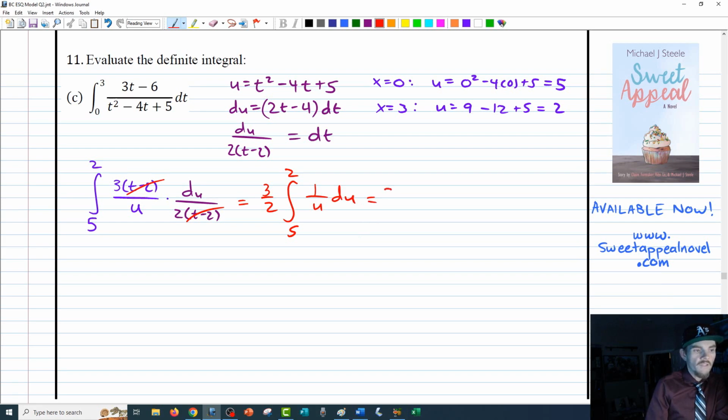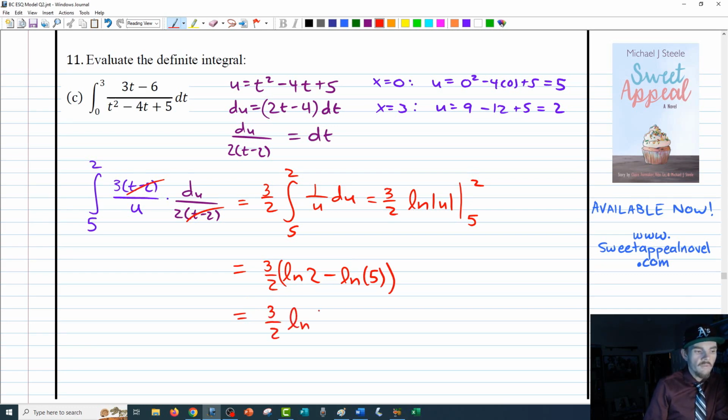And of course, once we're here, we can see this really fast. This is 3 halves times the natural log of the absolute value of u. We're going to evaluate that from 5 to 2. If I clean this up a little bit, it'll be 3 halves times the natural log of 2 minus the natural log of 5. And from here, that's a perfectly good answer. That works out great, but I could clean this up a little bit. I could write this as 3 halves times the natural log of 2/5.